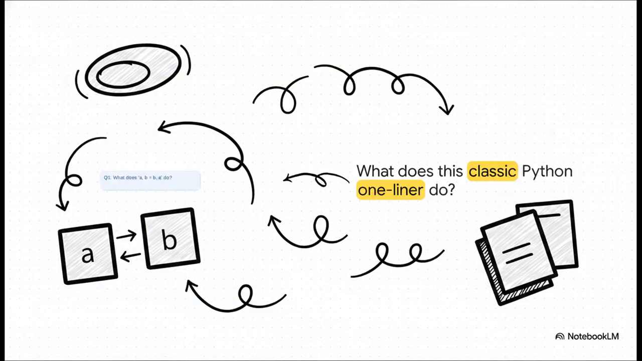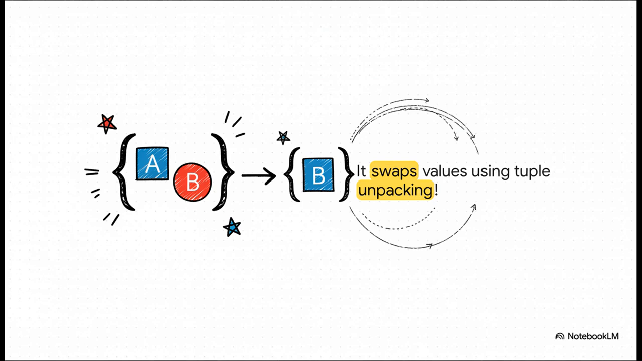So, rule of thumb, always remember to use your catch-all star operator if you aren't absolutely sure how many items remain. All right, let's lock in everything we've learned in this explainer with some rapid-fire flashcards. Starting with our absolute favorite one-liner. What does a, b = b, a do? You guessed it, it flawlessly swaps the values of a and b using tuple packing and unpacking. Absolutely no temporary variables needed.